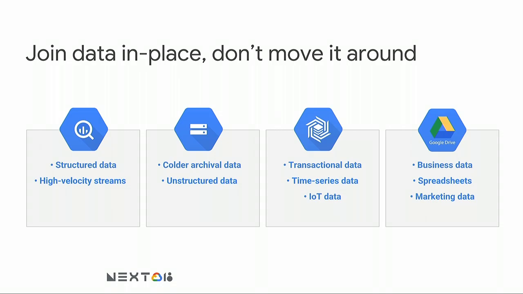So if you have structured data, if you have streaming data, use BigQuery. If you have archival data, unstructured data, use cloud storage. If you have transactional data, time series data, Internet of Things data, use Cloud Bigtable. If you have business types of data, spreadsheets, etc., use Google Drive. And the cool thing is that all of these things you can run a federated query on. Right? So you can keep your data in place and don't make copies of it. And by not making copies of it, you can limit your reproducibility problems.